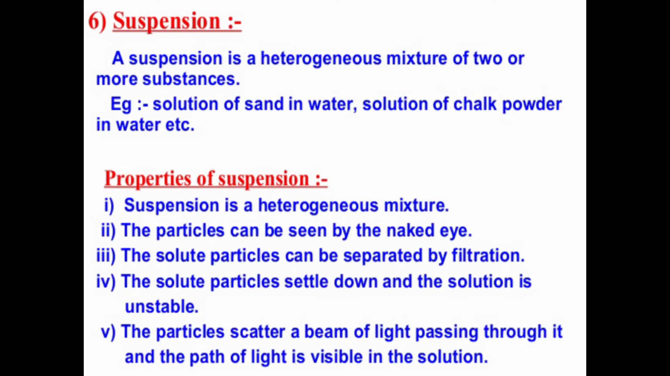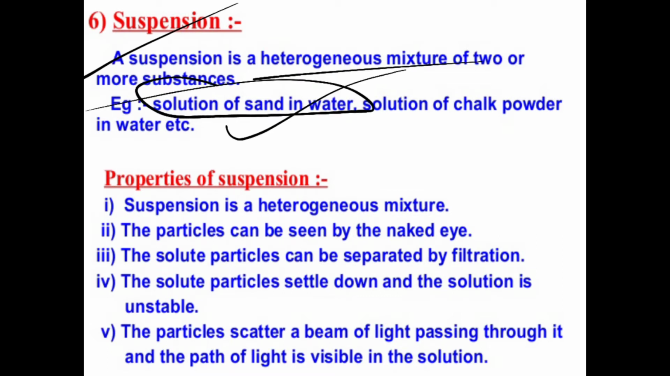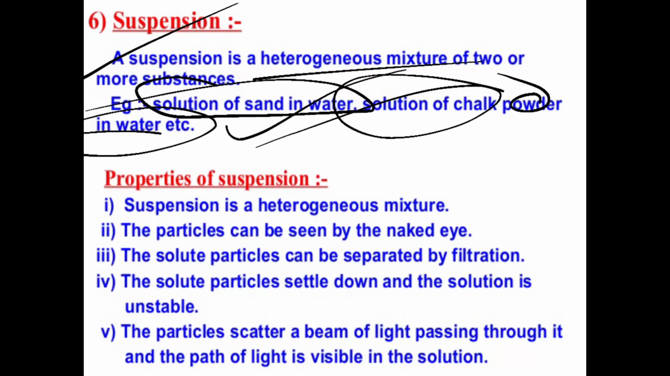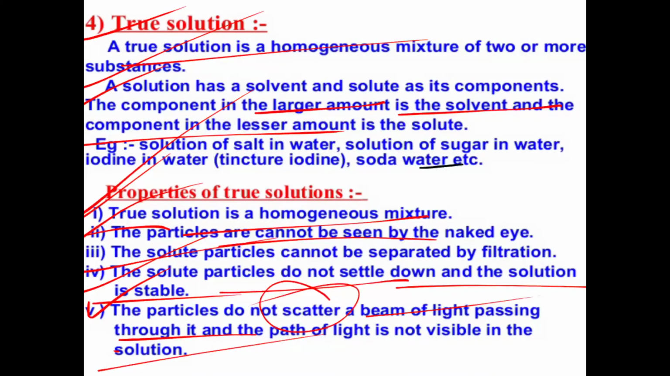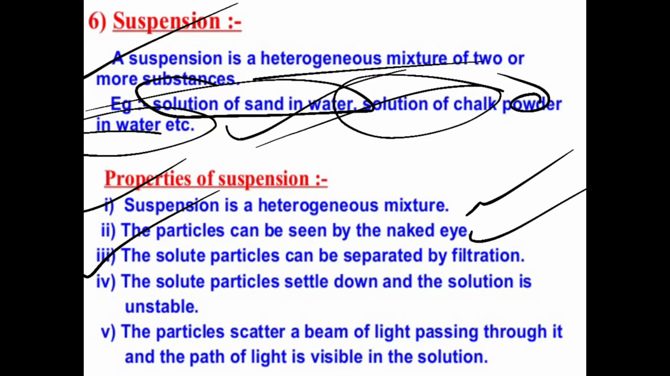Now let's study the suspension. A suspension is a heterogeneous mixture of two or more substances. Examples given are a solution of sand in water, a solution of chalk powder, which do not mix well with each other. Suspension is a heterogeneous mixture. Its particles can be seen with the naked eye. In a true solution we can't even see the particles with our naked eye. We need a very powerful microscope, right? But here we can even see it with the naked eye.